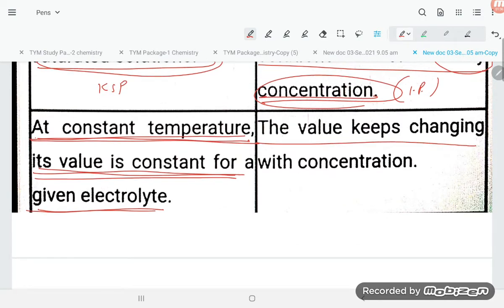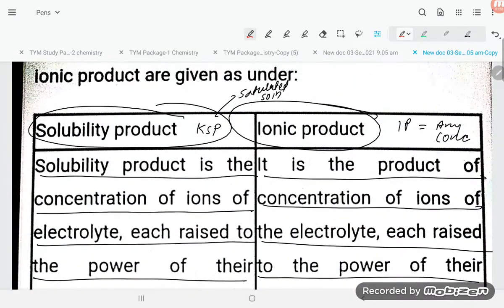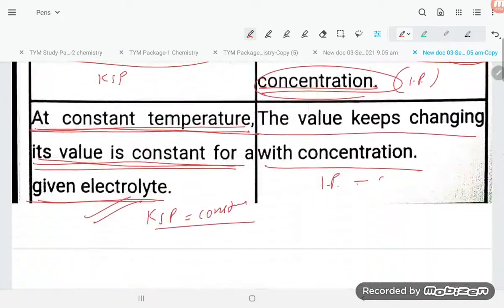Here the value keeps changing with concentration. So if you change the concentration, IP is going to change. But here it is the saturated solution, so Ksp is constant. This Ksp is always constant, and this one is changing. So this is the difference between the ionic product and solubility product.